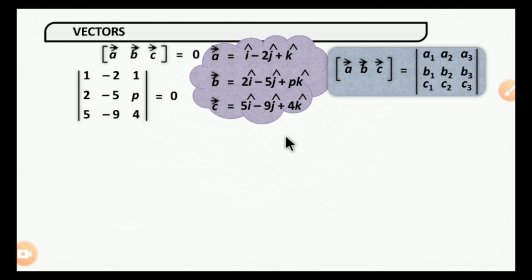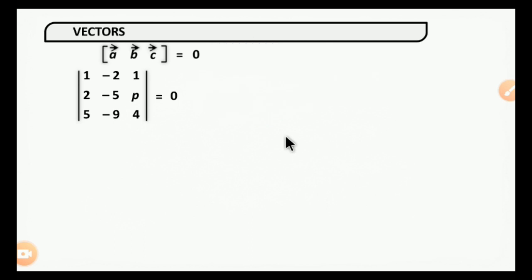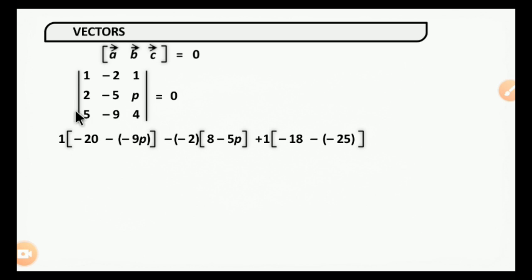Now I am going to evaluate or simplify this determinant. That is 1 into the determinant: minus 5 into 4 is minus 20, minus of minus 9p, and minus of minus 2 into the bracket of 2 into 4 is 8 minus 5 into p, plus 1 into the bracket of minus 18, because 2 into minus 9 is minus 18, minus of minus 5 into 5 is minus 25.